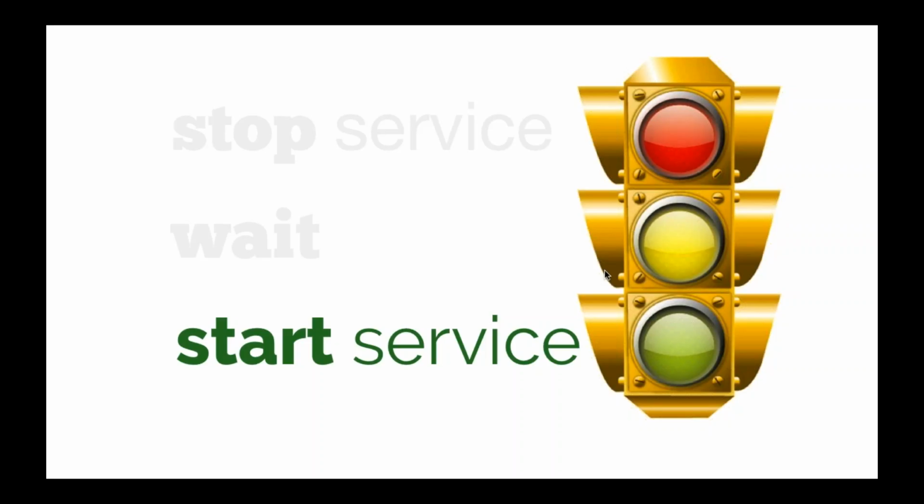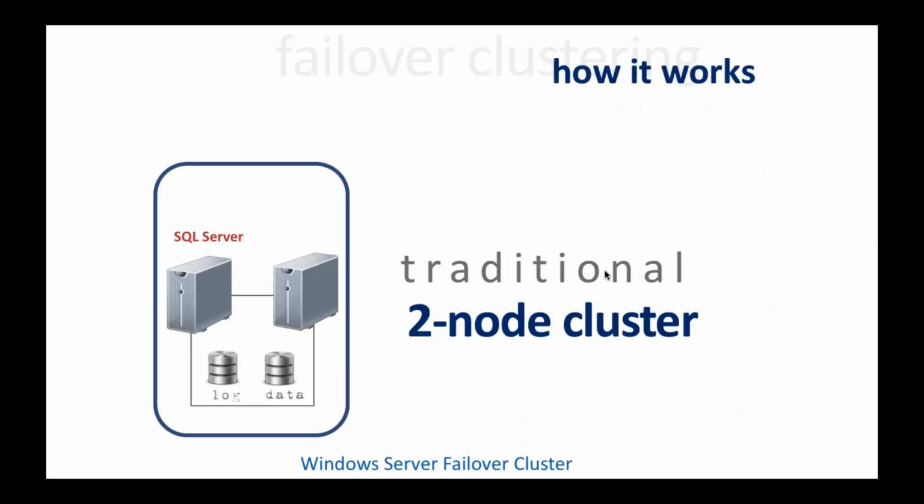If you understand how a traffic light works, it's pretty easy to understand how Windows Server Failover Clustering works, regardless of what type of workload runs on top of it. And I want to show you how it works visually using the traditional 2-node cluster with a SQL Server Failover Clustered instance. The reason I use this example is because it's been there ever since the good old days of SQL Server 7 running on Windows NT 4.